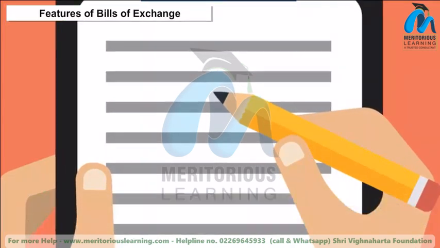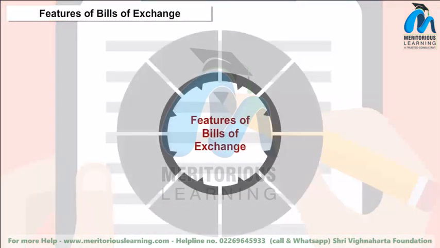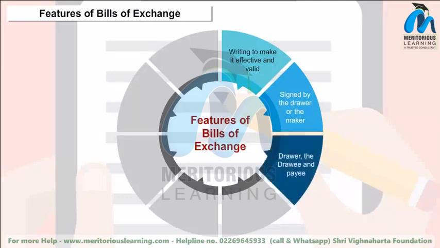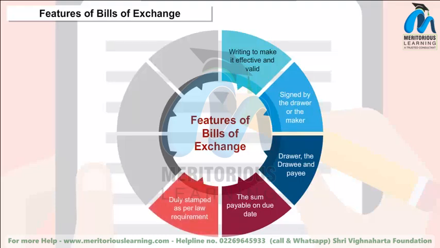Following are some of the features of bills of exchange. A bill of exchange must be in writing to make it effective and valid. It needs to be signed by the drawer or the maker of the bill. The drawer, the drawee, and the payee, all three must be certain. The sum payable on the due date must be a certain amount. It should be duly stamped as per legal requirement. Date and place should be in order.